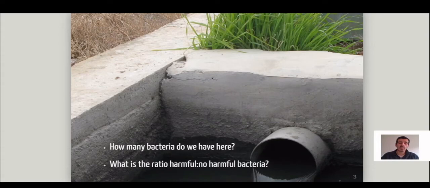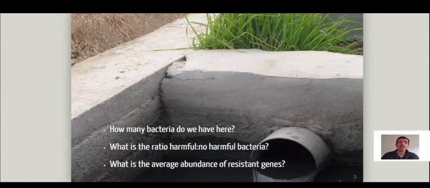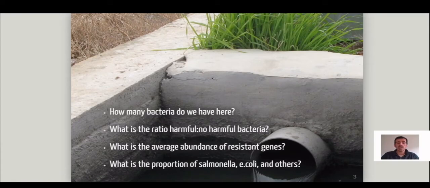What is the ratio of harmful and non-harmful bacteria? So we have to make some comparisons and summarize our data so we get an average number of resistant genes, for instance. And we can also talk about proportions, how many different types of bacteria we have in this sewage plant. Well, this is just an example, and it's just a way to illustrate how important it is to summarize our data.